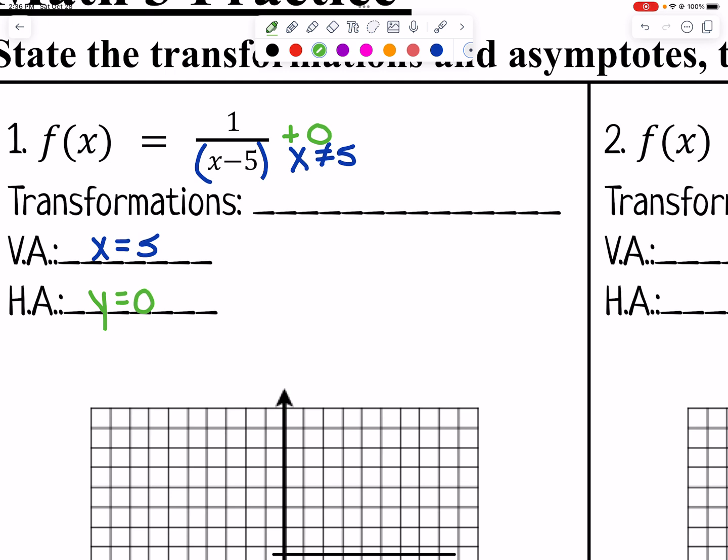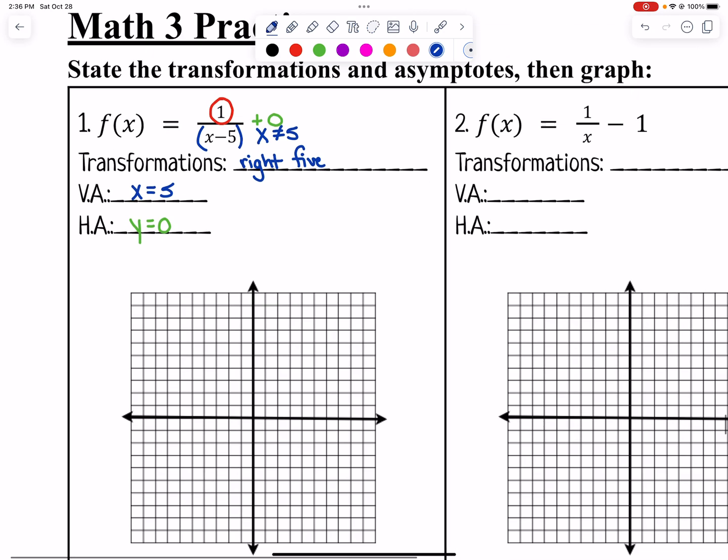And then in this function, we don't have an a value other than 1, so we don't have a vertical stretch or compression, and the function is not negative, so it doesn't reflect over the x-axis either. So all we can say about this function is since the vertical asymptote is at 5, and it's in our grouping symbol, it shifted to the right 5, because in this case, our grouping symbol is in the denominator. So now let's just sketch it.